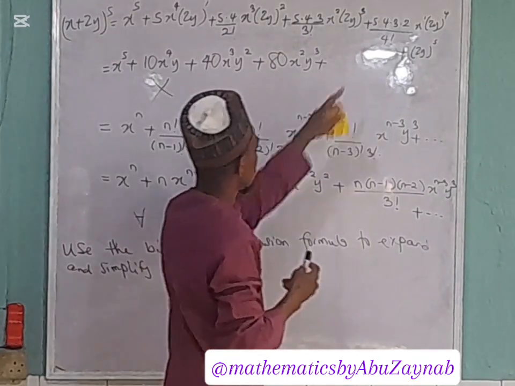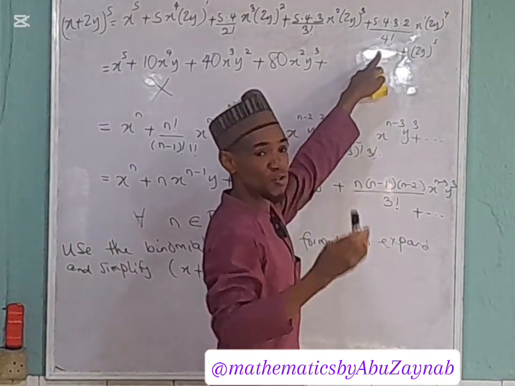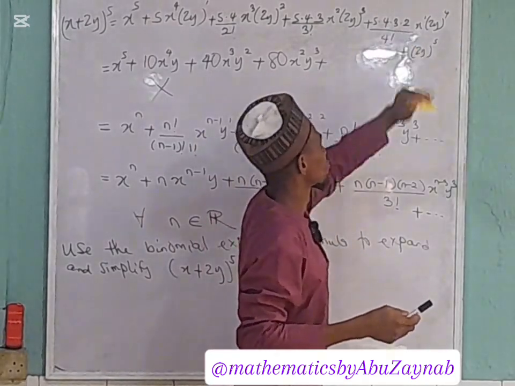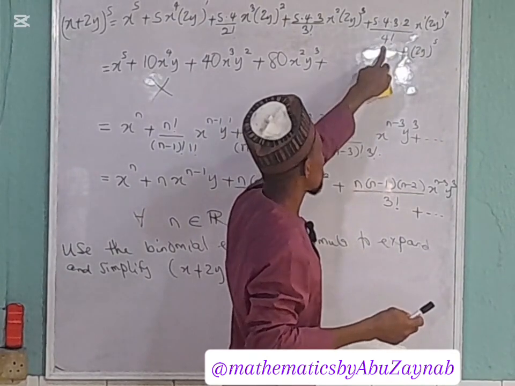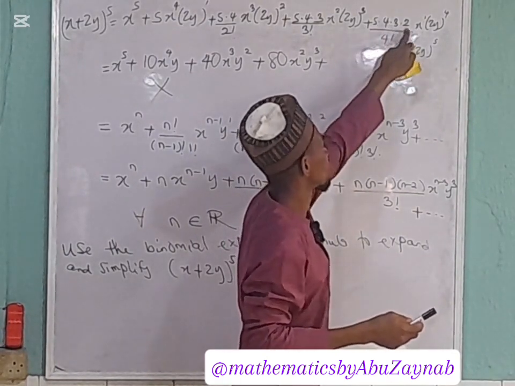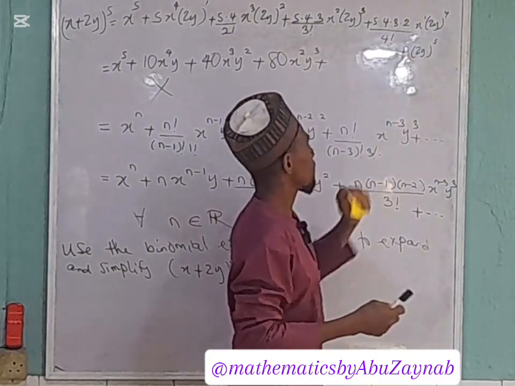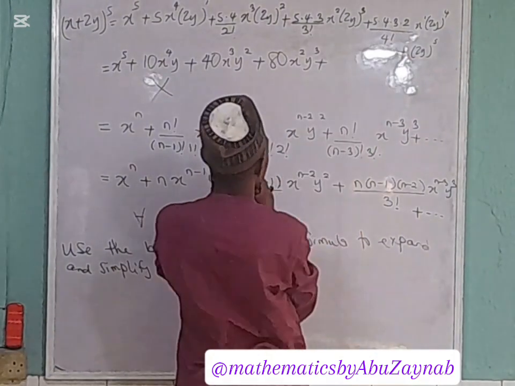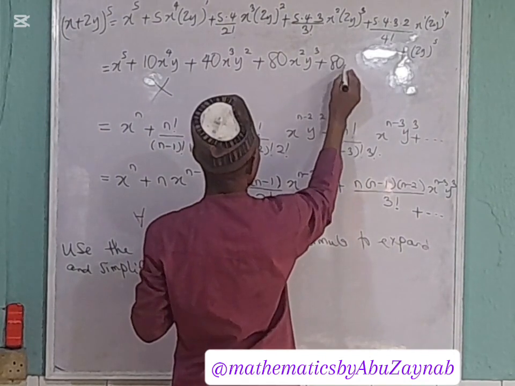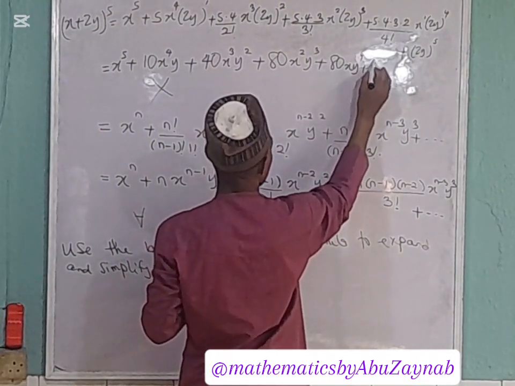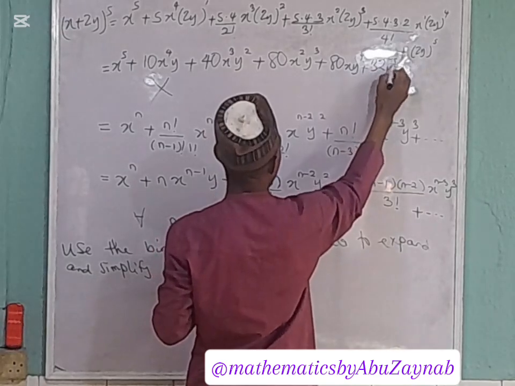Then here we have 4 factorial is 4 times 3 times 2 times 1, which interestingly cancels out this 4, 3, 2. So we are left with just 5 here. So 4 factorial takes care of 4, 3, 2. So we have plus 5 left here. So 2 to the power of 4 there is 16 times 5. That's 80. Then x, y, 4. Then lastly is 32, y, 5.